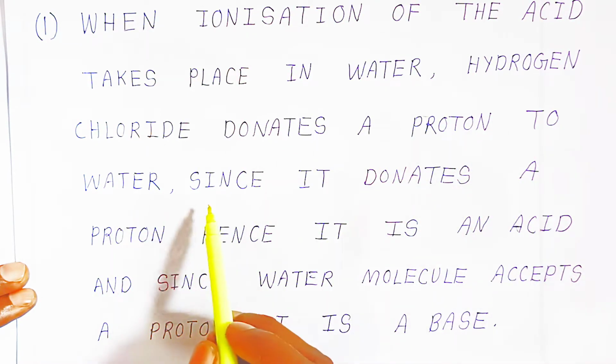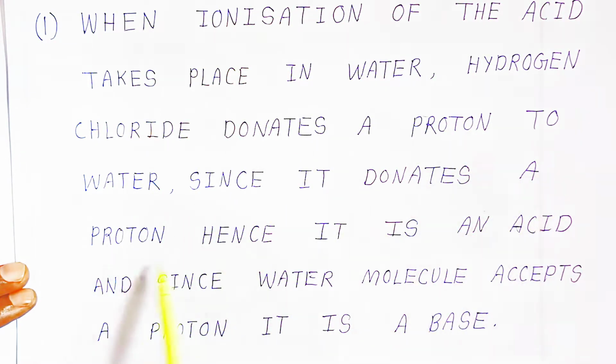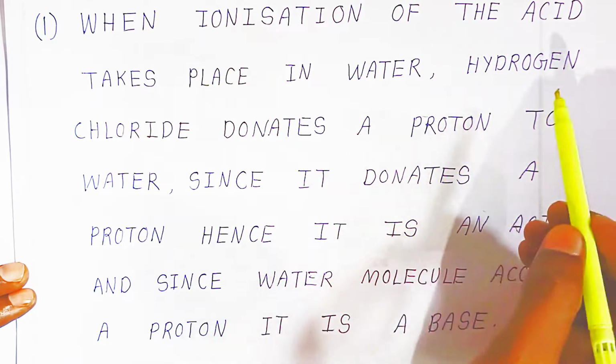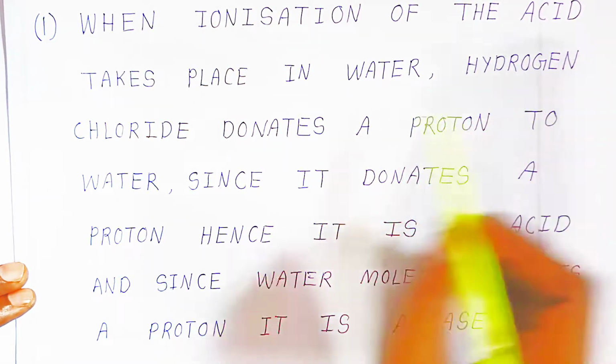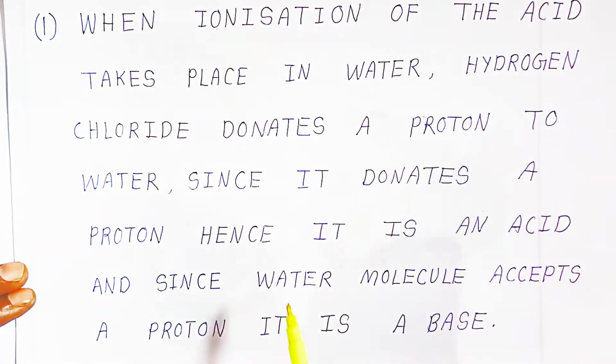Now here students, when ionization of an acid takes place in water, the hydrogen chloride donates a proton to the water. Since it donates a proton, hence it is known as an acid, because here students, hydrogen chloride is donating a proton, so it is called an acid. Since the water molecule accepts a proton, it is a base.